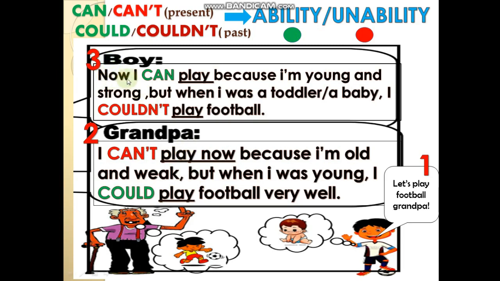The boy: It's like for me, now I can play because I'm young and strong. But when I was a toddler or a baby, toddler means شي واحد اللي الله كيحبو مازال ما كيقدرش يتمشى. A baby, I couldn't play football. So had the boy, he can play now. ولكن في الباست هو فاش كان مازال baby, he couldn't play.